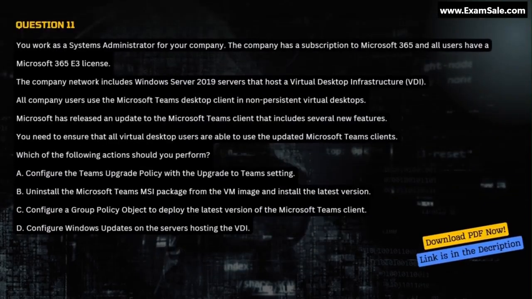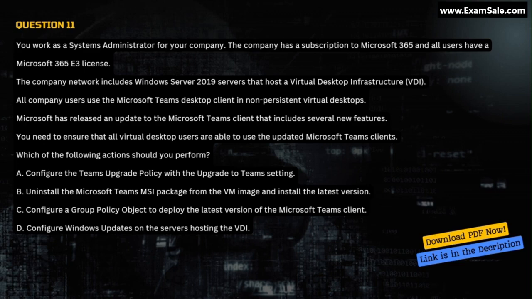Question 11. You work as a systems administrator for your company. The company has a subscription to Microsoft 365, and all users have a Microsoft 365 E3 license. The company network includes Windows Server 2019 servers that host a virtual desktop infrastructure, VDI. All company users use the Microsoft Teams desktop client in non-persistent virtual desktops. Microsoft has released an update to the Microsoft Teams client that includes several new features.